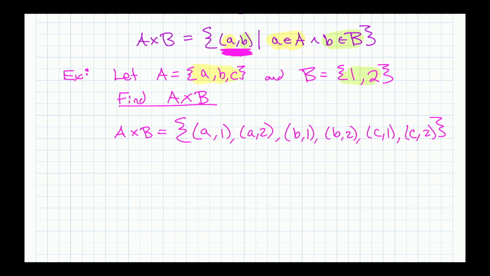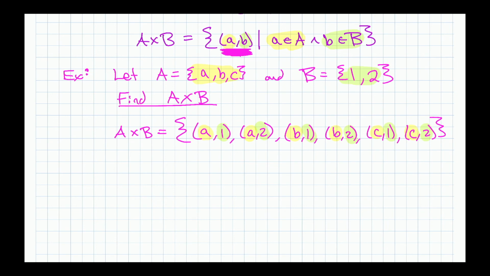So the deal is your first element comes from set A, and the second element in the pair comes from set B. And that's the Cartesian product.